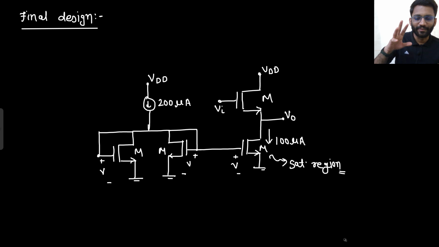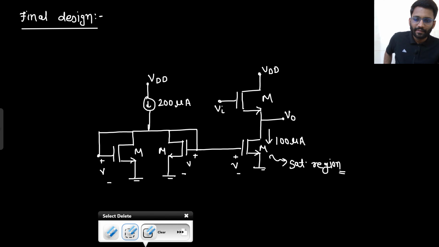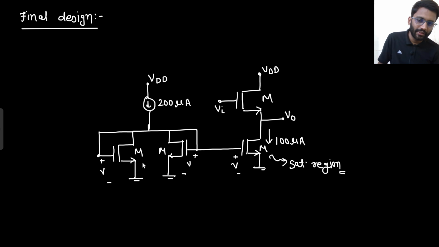Okay. What did I tell you? This will have 100 microampere current. This will also have 100 microampere current. What will they act as? They will act as a current source, and their impedance doesn't even matter.